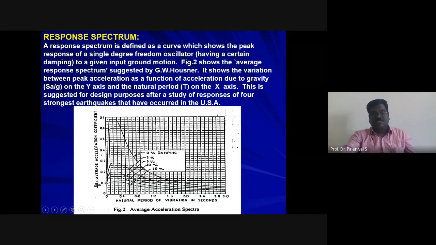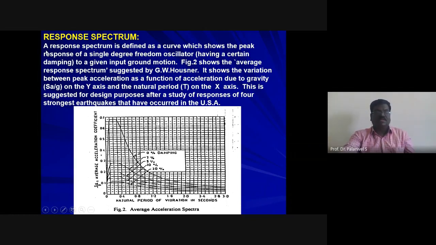See, different curves are there for 0% damping, 2% damping, 5% damping, 10% damping, 20% damping. Damping is possible only up to a maximum of 20%. Okay, for different damping the curves are drawn and developed. The average acceleration spectrum is called the response spectrum. I will read out the definition.